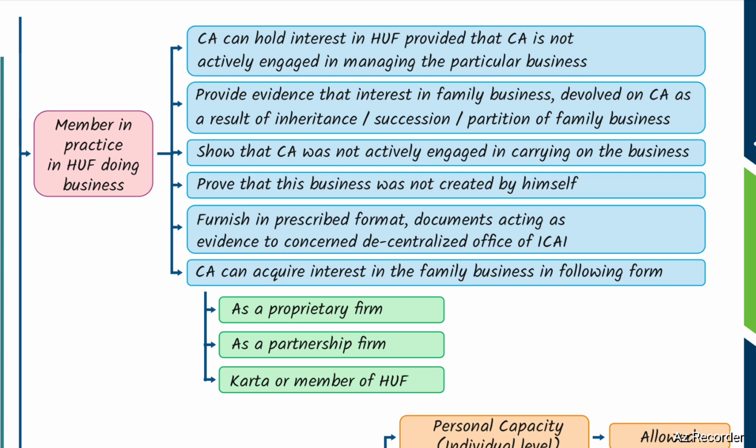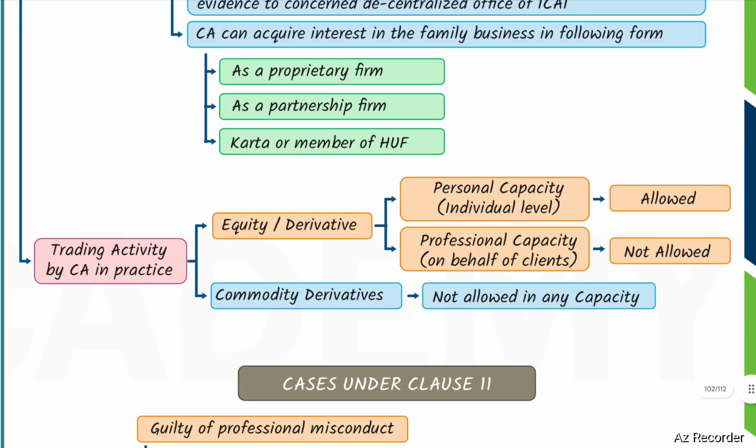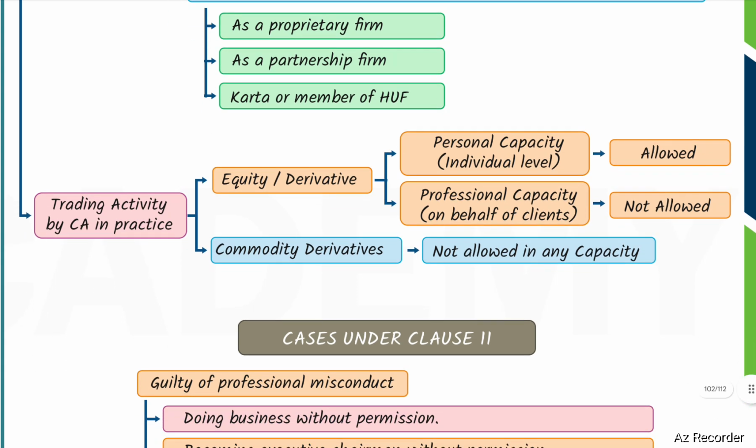A CA can acquire interest in the family business in the following forms: as a proprietor, as a partner in a partnership firm, as Karta, or as a member of HUF. Trading activity by a CA in practice: equity or derivative trading in personal capacity is allowed, but in professional capacity on behalf of clients it is not allowed. Commodity derivatives are not allowed in any capacity. So a CA cannot trade in commodity derivatives in any case.